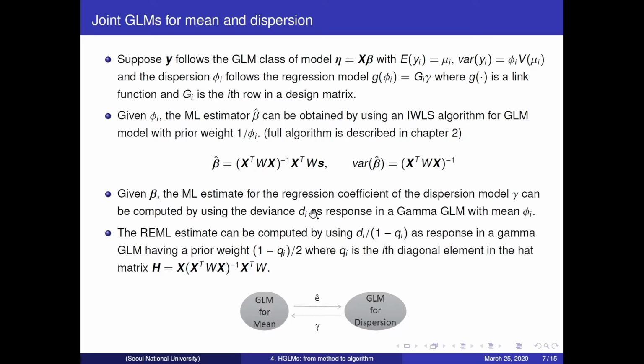Following this equation, given beta, the ML estimate for the regression coefficients of the dispersion model gamma can be computed by using the deviance Di as response in the gamma GLM with mean Ci. Therefore, the REML estimates can be computed by using Di divided by 1 minus Ki as response in a gamma GLM having a prior weight of (1 minus Ki) divided by 2, where Ki is the ith diagonal element in the hat matrix. This figure illustrates the joint GLMs for mean and dispersion.